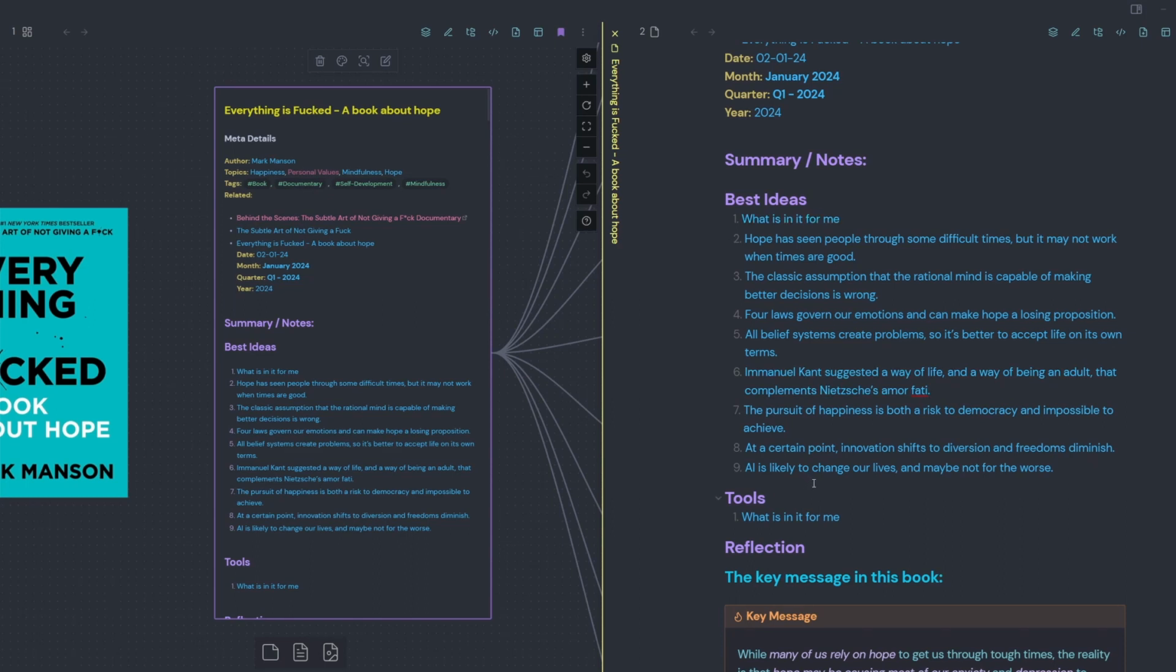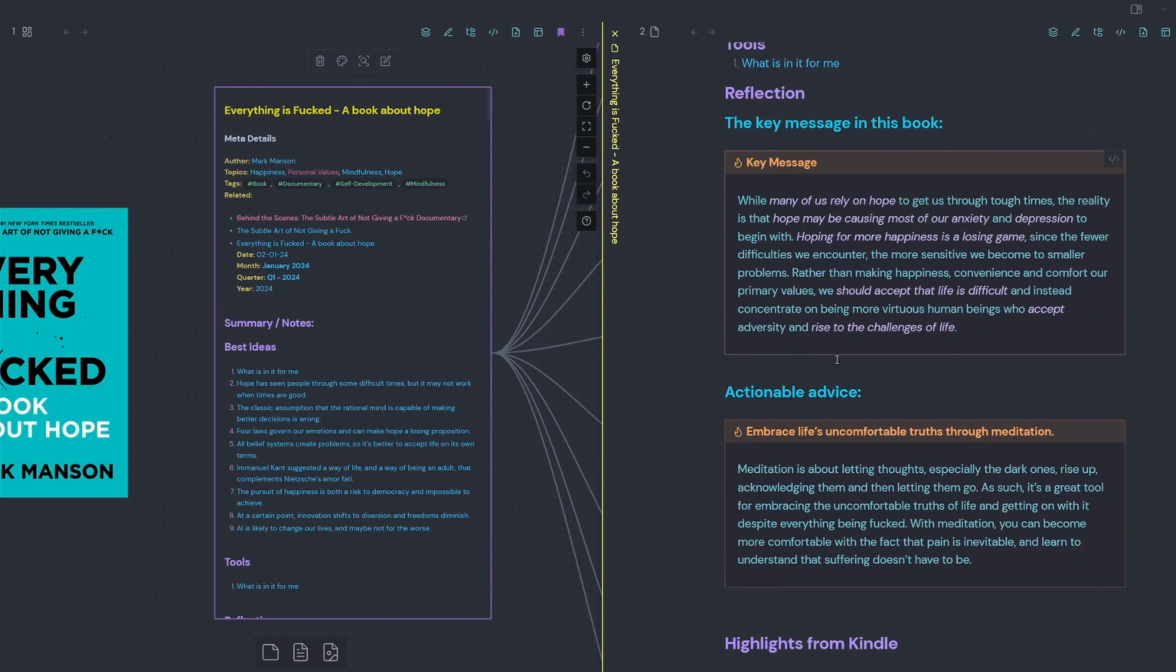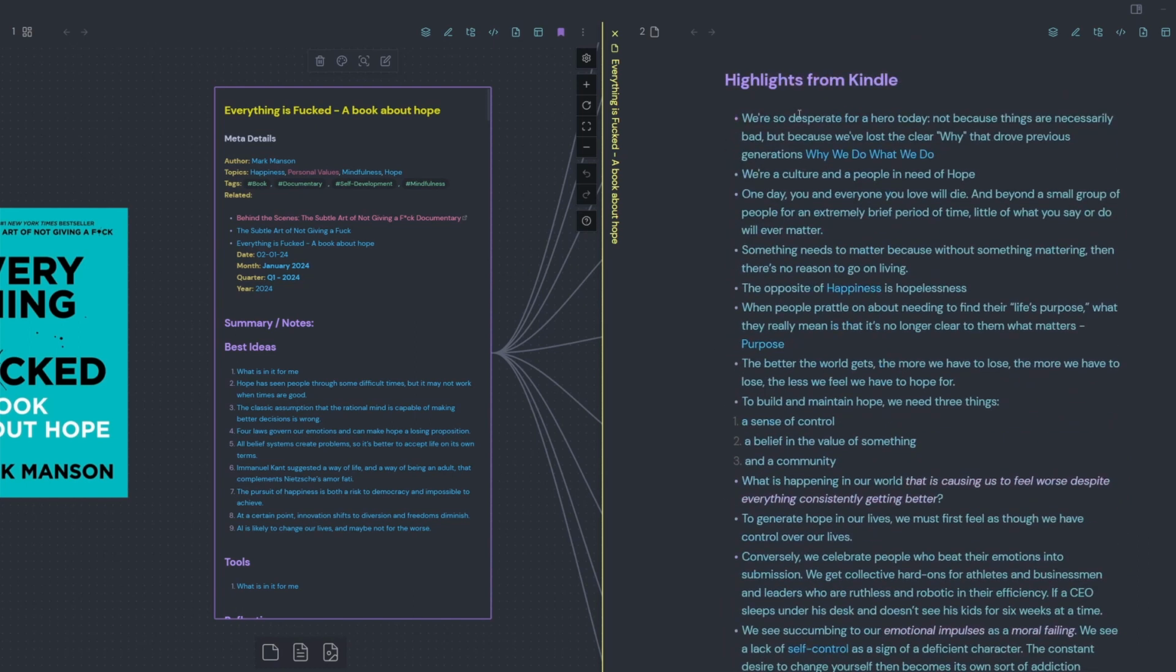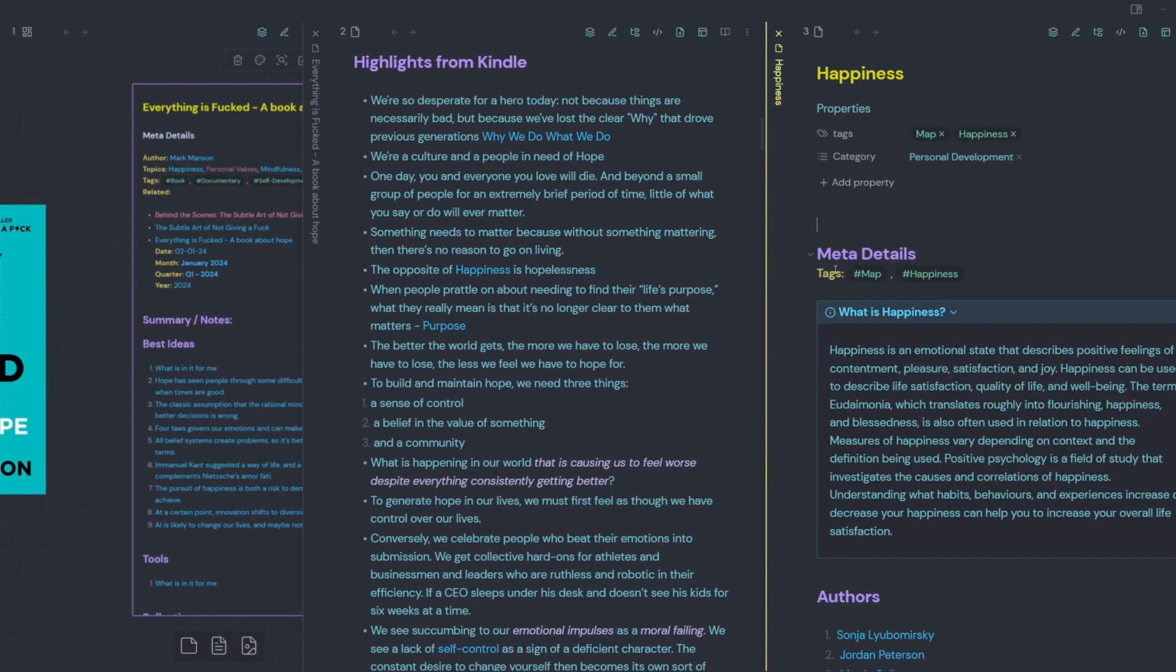Then we can just skim down and we can see that I've broken out 9 best ideas from the book. From there, I've taken one tool, what's in it for me, and then I've got a little bit of a reflection, all the highlights from reading this book on my Kindle. As I've dot pointed all my highlights, I've actually put in internal links into my second brain, which links to specific topics or ideas or concepts throughout my second brain.